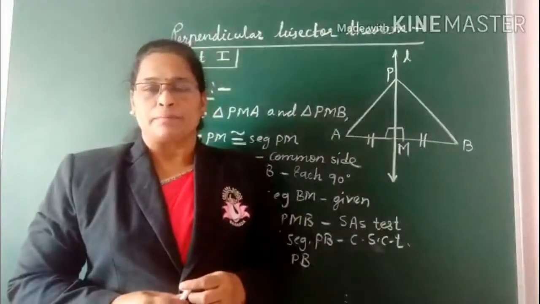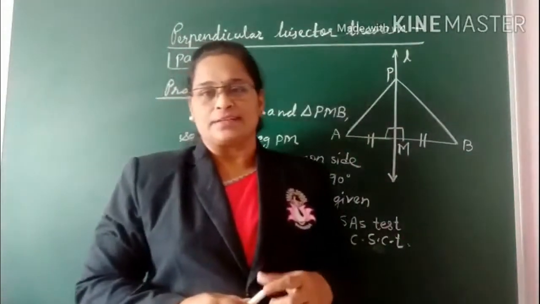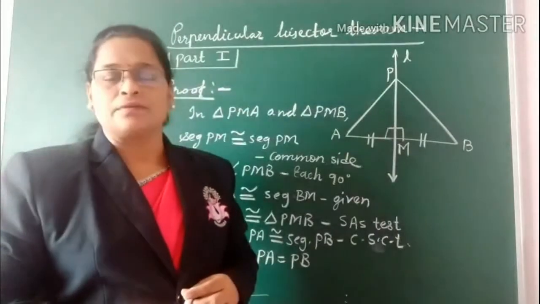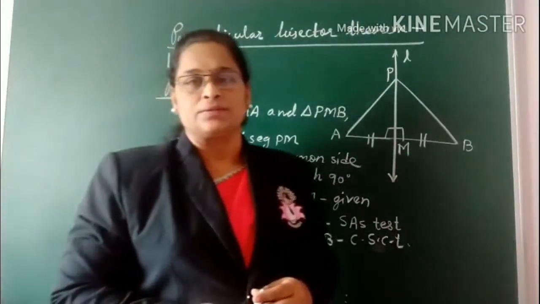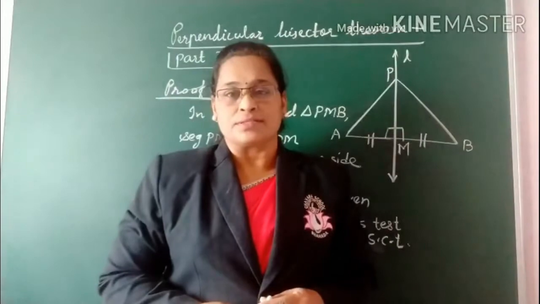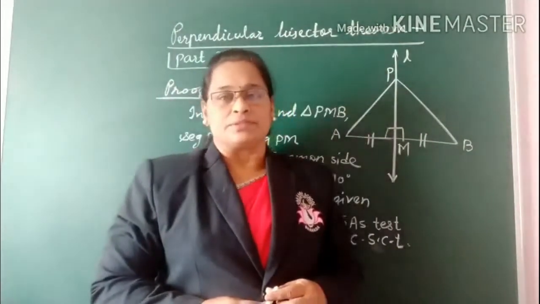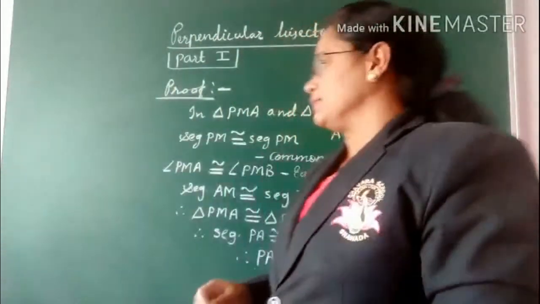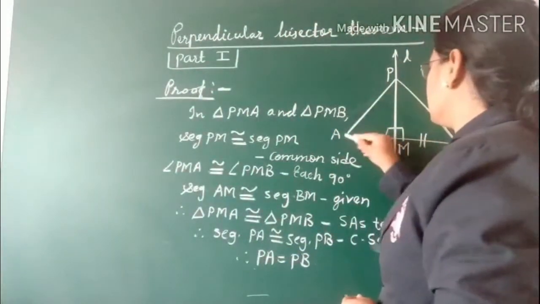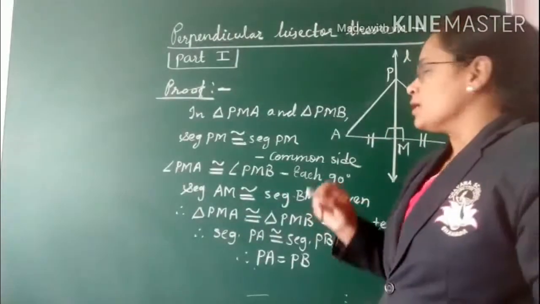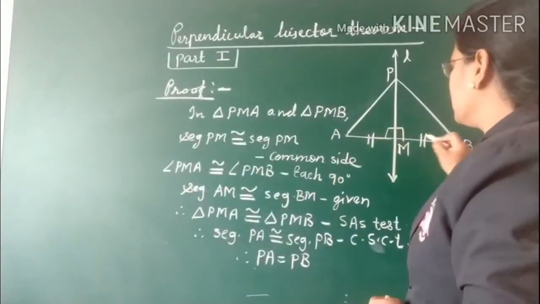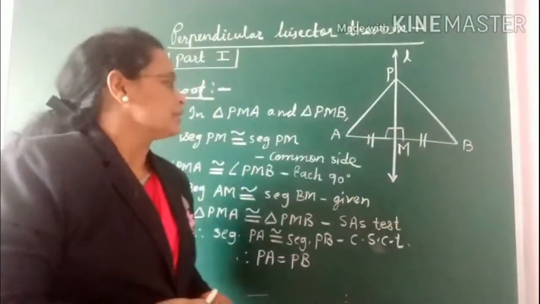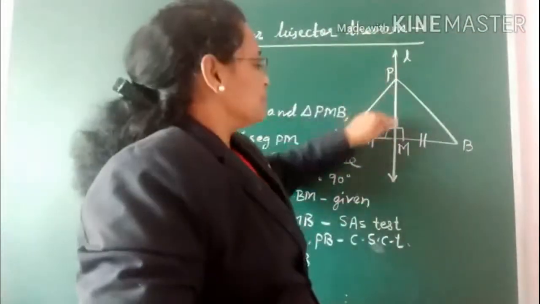For proof of this perpendicular bisector theorem, let's see the diagram. According to the perpendicular bisector theorem, every point on the perpendicular bisector of a segment is equidistant from the endpoints of the segment. So here line L is the perpendicular bisector. We can see here line L is perpendicular to AB and it is bisecting AB. M is the midpoint.